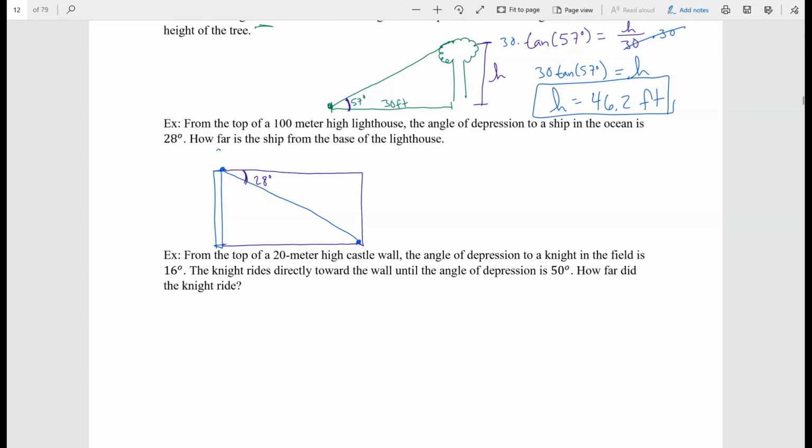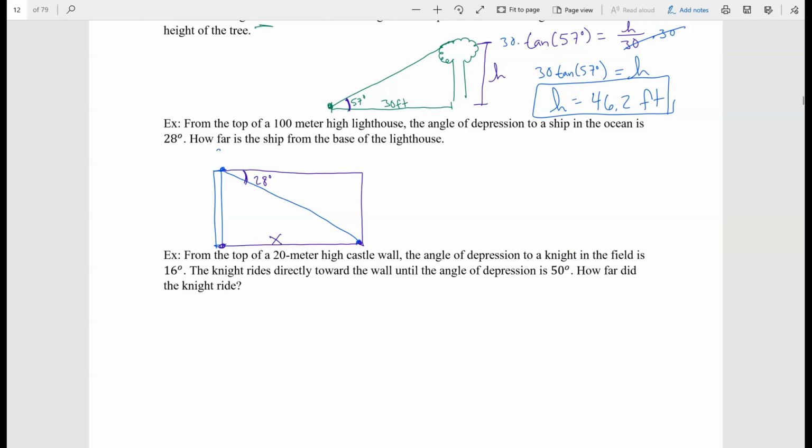Okay, so one of the things that you have to be very careful with is that we're looking for this height. Okay, this is the height that we're looking at. Or maybe I shouldn't say height, maybe I should say base. So we want to know how far the base of the lighthouse, so here's the base, to the ship is. So we want to know this x value. So how can we figure this out?